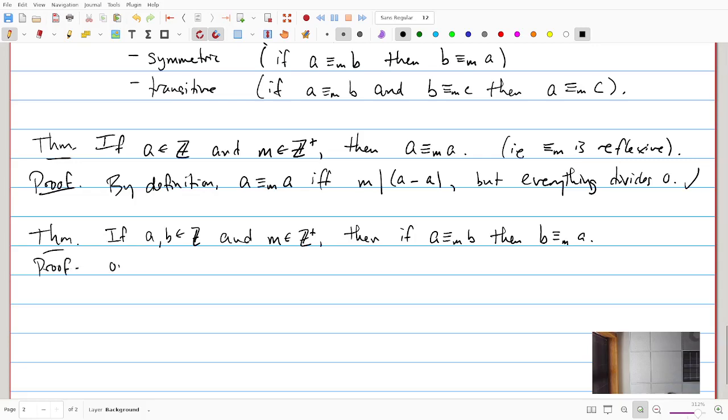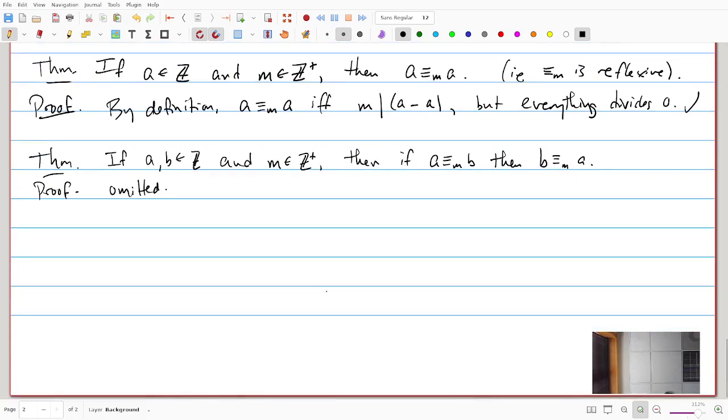Proof, I'll just say omitted. Omitted doesn't mean it's obvious. It means I'm choosing not to do it in class, and that either you can try to do it yourself, or I might give it to you on homework. I'm not sure which. It also means it's going to be similar to other things that we've done, so you should be able to do it yourself, which is the case here. Sometimes I might choose to omit a proof because the proof is too complicated and I don't want to go over it in class.